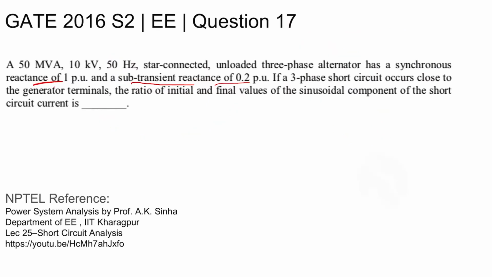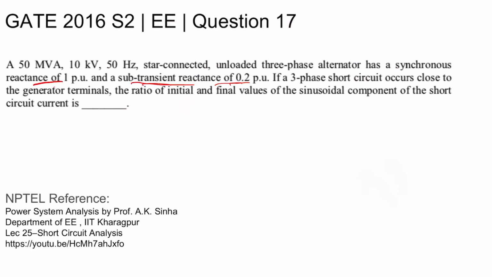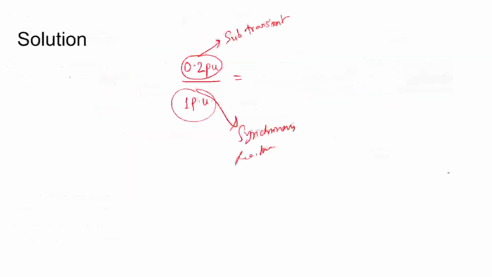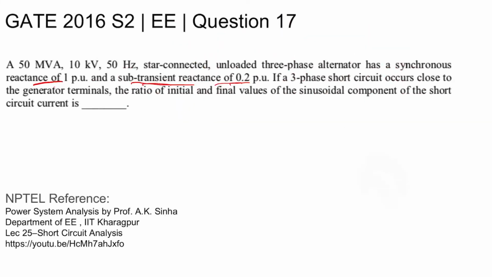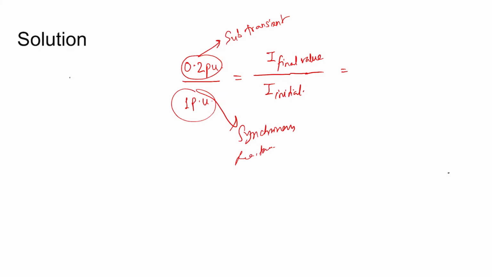Now, given the sub-transient reactance 0.2 and the synchronous reactance of 1 per unit, in one case it is 0.2 and in the other it is 1 per unit. This is the value of sub-transient and this is the value of synchronous reactance. The ratio of initial and final values is being asked. So sub-transient is the initial stage, so I initial will be inversely proportional, and this is I steady state, that is the final value.